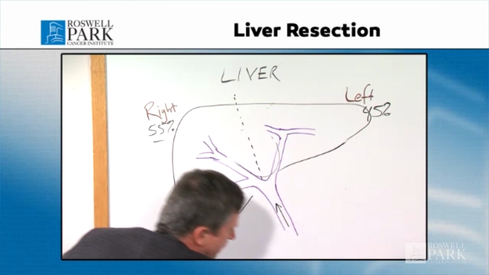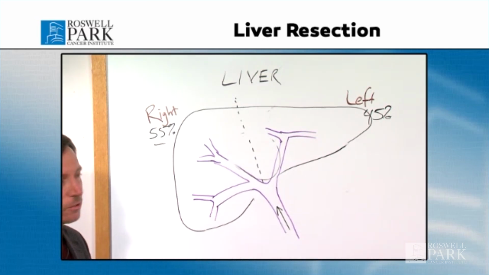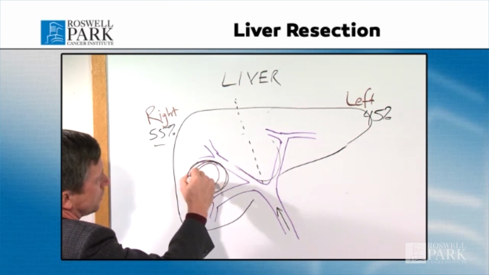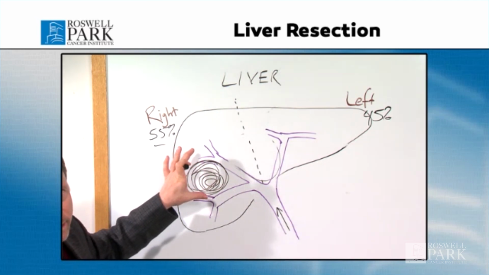Now, liver resection essentially, as I mentioned, is removing part of the liver. So I'm just going to give an example so you'll get a general idea of what we're talking about. For example, a tumor in this location here would require removal of the right side of the liver.